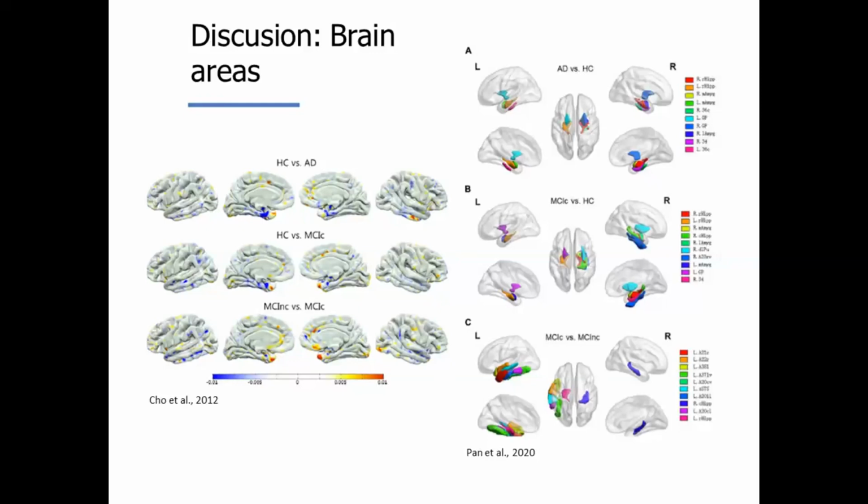I'll ask one. So I think you may have gone over this, but it's quite quick. You had quite a few different MCI groups, and I'm wondering how you defined them initially.